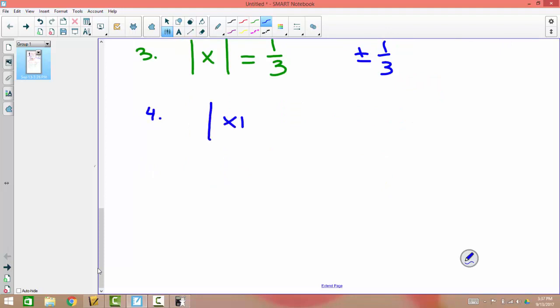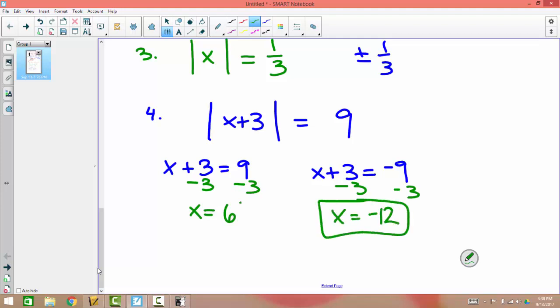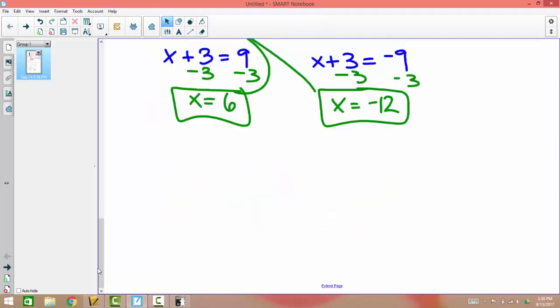If you have the absolute value of x plus 3 equaling 9, you would actually solve two mini problems. So you would try to figure out what makes x plus 3 equal to 9, but you also need to figure out what makes x plus 3 equal to negative 9, because that also will work because the absolute value of negatives is positive. So we're just going to solve each of these. So 6 is one of the solutions, and the other solution is negative 12. And if you want to test both of those, you could. Negative 12 plus 3 is negative 9. Yup, that works. 6 plus 3 is 9. Yup, that works.